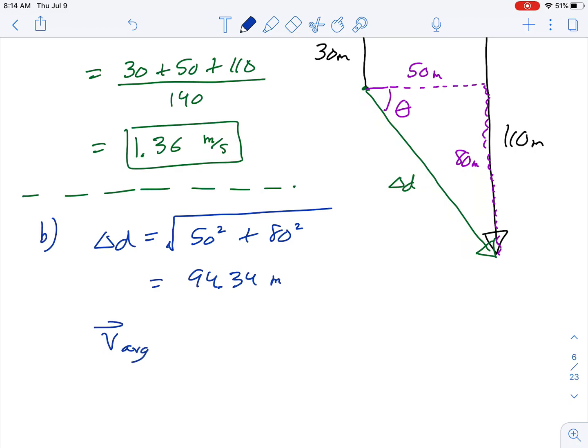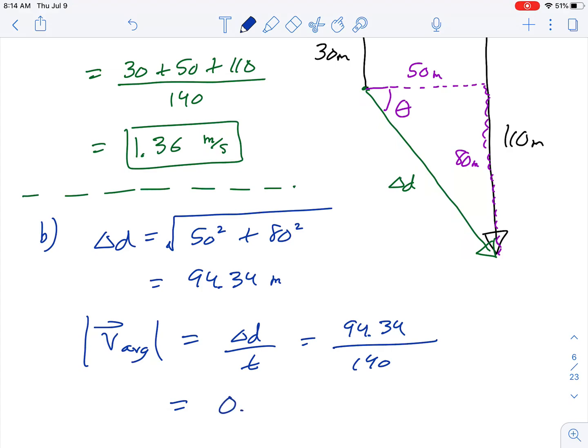And then we can figure out the average velocity, magnitude anyways. If you're interested, not that you have to show this on an exam, if you want to show the magnitude of average velocity, you can use an absolute value. And that just means magnitude of. And that would simply be delta D over T. So the 94.34 and divide that by 140. And that gives about 0.674. That's the magnitude, but we also need to figure out the direction.